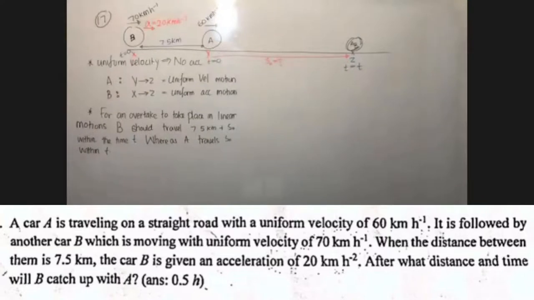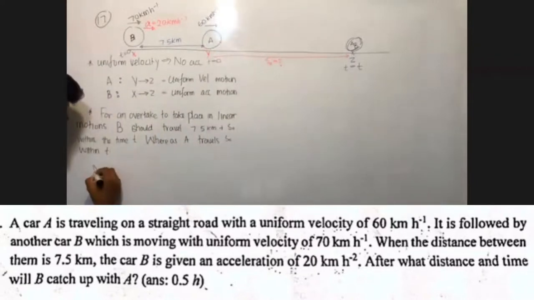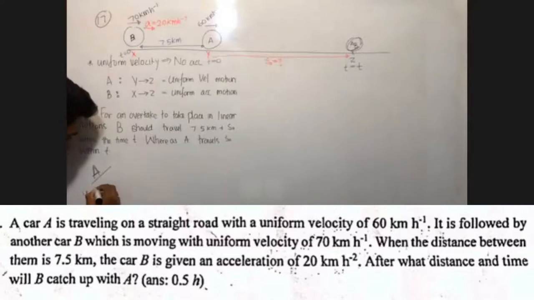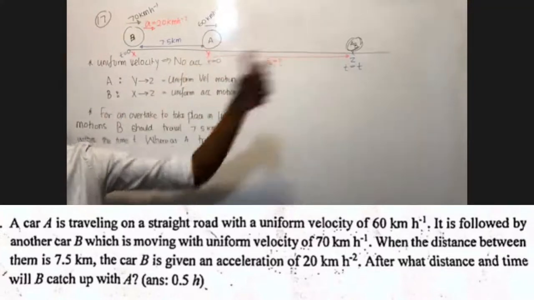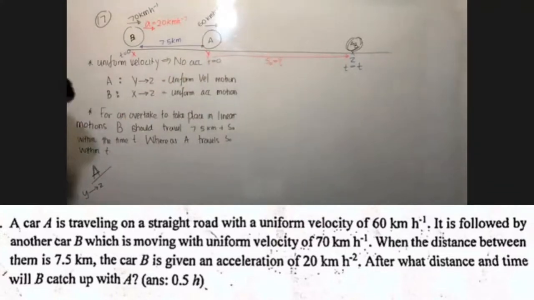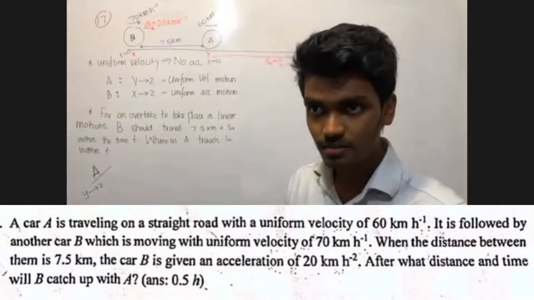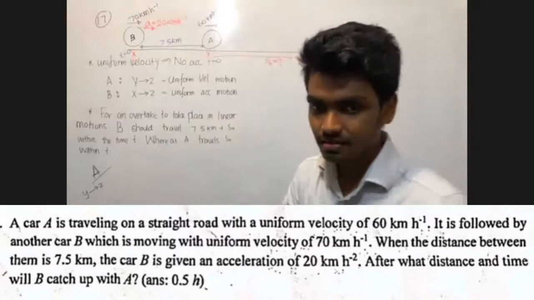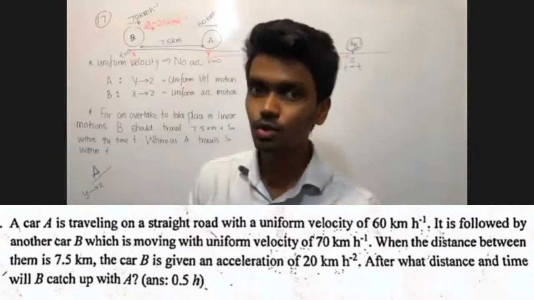So, first of all, for A, I'm going to apply from Y to Z motion. What can I apply for A in Y to Z motion? Can I apply linear motion equations? Because, as I already told you to underline, A is performing a uniform velocity motion.